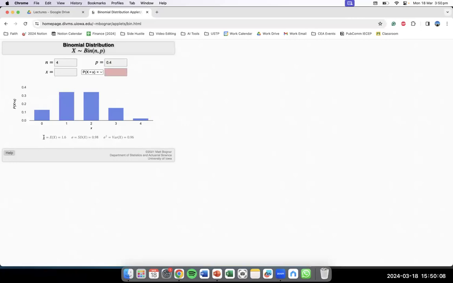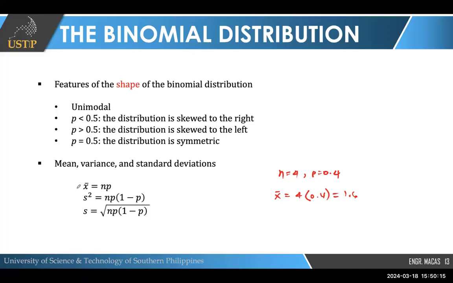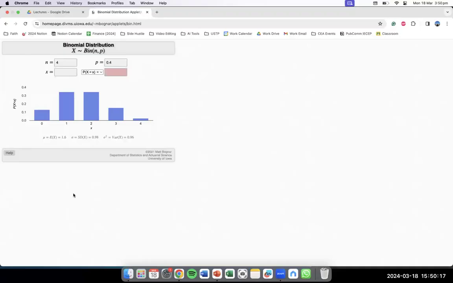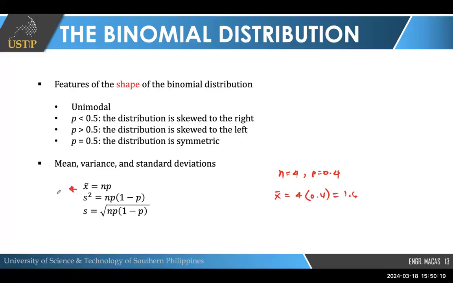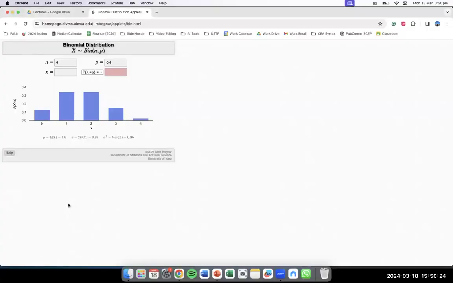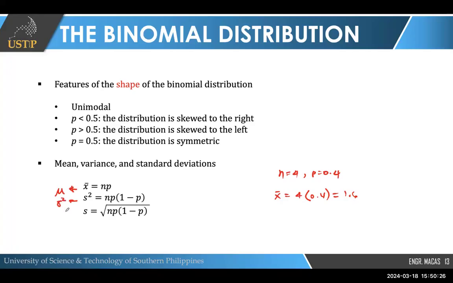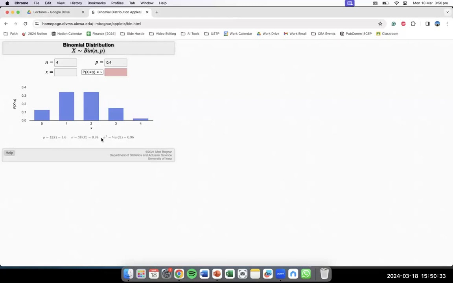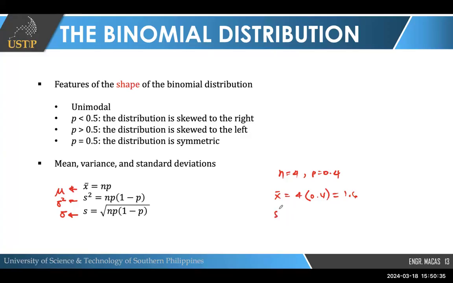Class, I have not introduced it yet, but there's also another notation. For a sample, we use this, and for a population, the notation is mu for the mean, and sigma squared for the variance. But they're just the same. So the mean is 1.6 here. And then you have s squared is 4 times 0.4 times 0.6.